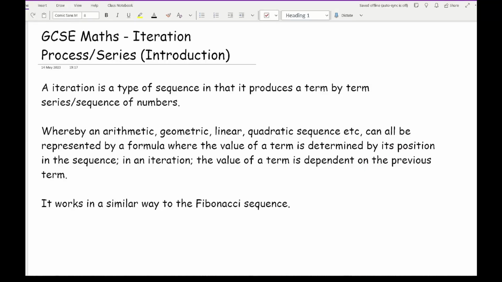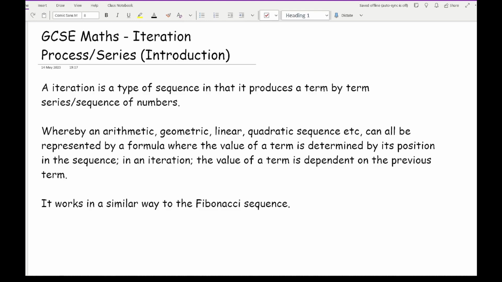Now, an iteration is a type of sequence in that it produces a term-by-term series or sequence of numbers. Whereas an arithmetic or a geometric or a linear or quadratic sequence can be represented by a formula where the value of a term is determined by its position in the sequence, in an iteration the value of a term is dependent on the previous result. It works in a very similar way to the Fibonacci sequence.